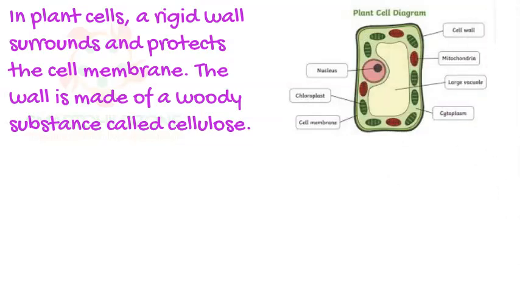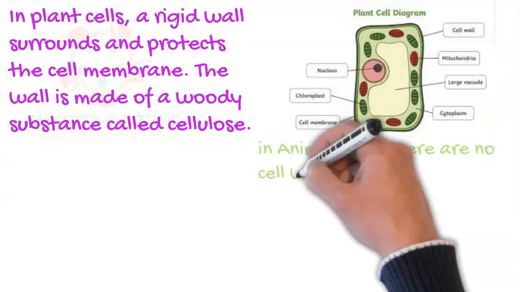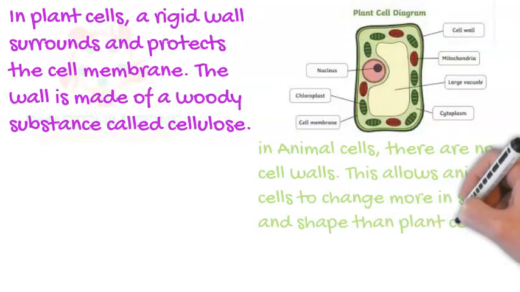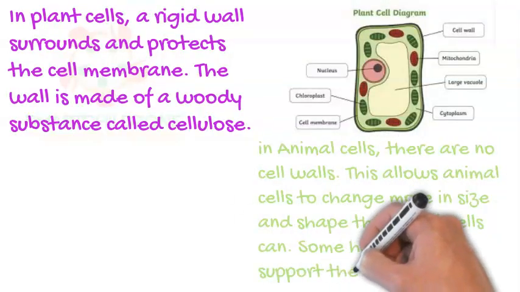In animal cells, there are no cell walls. This allows animal cells to change more in size and shape than plant cells can. Some have bones to support their bodies.